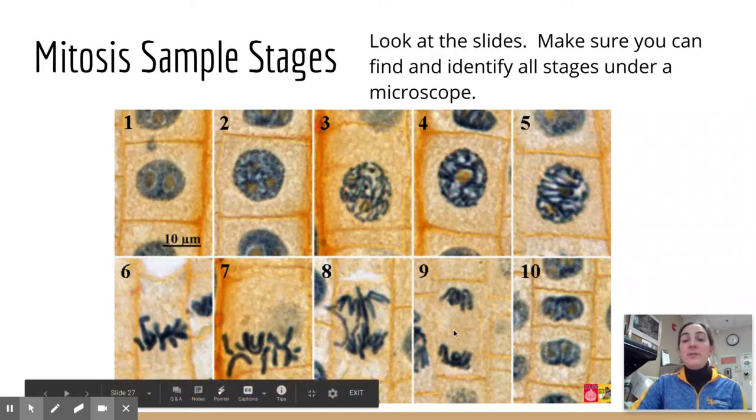Cytokinesis has to do with the division of the cytoplasm. So even in number 9, you might be able to see the very faint beginnings of a cell plate, and you can definitely see that in number 10.